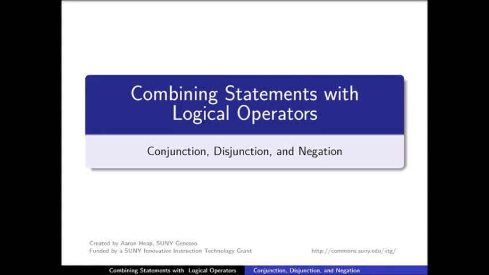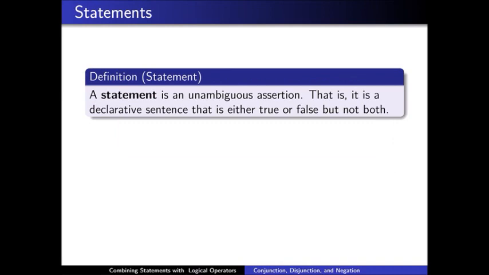Welcome to this screencast where we will discuss ways of combining statements using logical operators. Conjunction, disjunction, and negation are the examples we will cover here. In a previous screencast, we learned that a statement is simply an unambiguous assertion, that is, a declarative sentence that is either true or false, but not both.